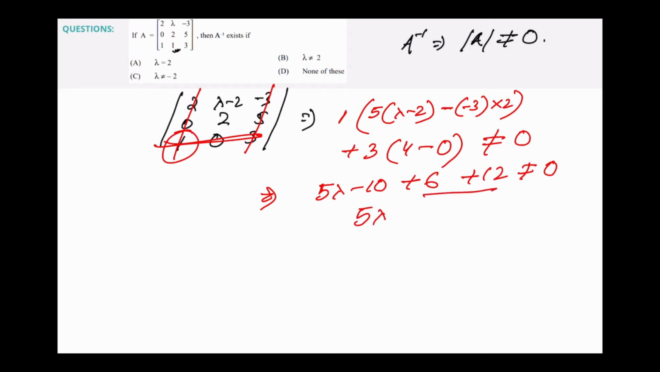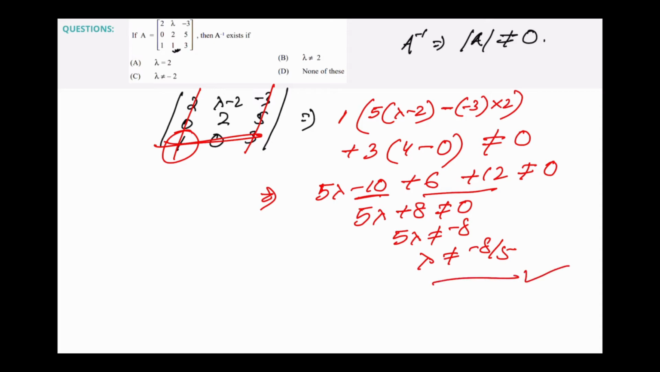0, correct. So 5 lambda, and what do we got? 18. 18 minus 10 is 8. So 5 lambda plus 8 should not be equal to 0. So 5 lambda is not equal to minus 8. So lambda should not be equal to minus 8 by 5. Correct? So the inverse will exist only and only if the value of lambda is not equal to minus 8 by 5. So none of the options, okay?